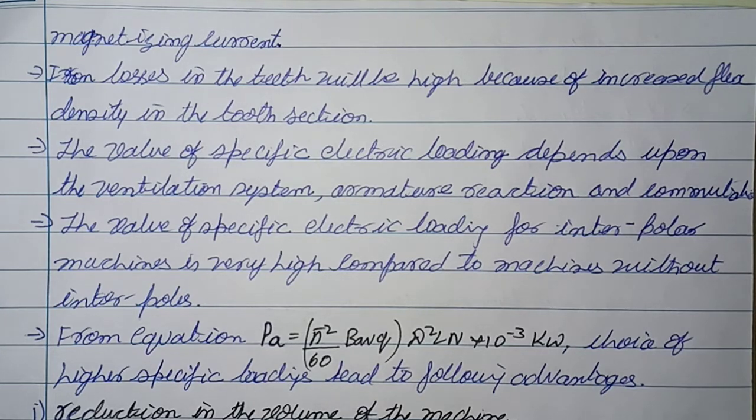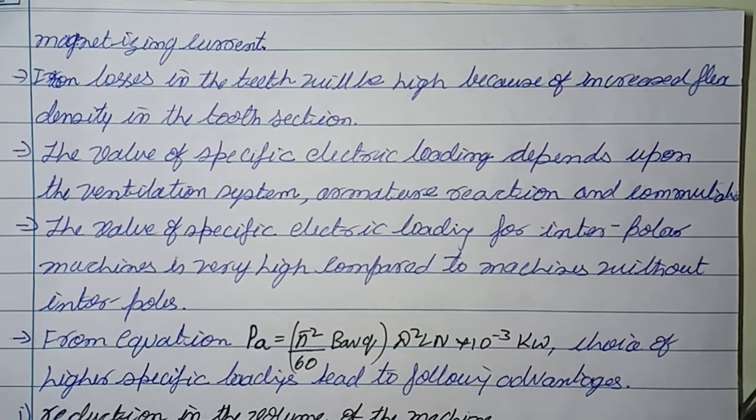Then armature reaction. We know that the higher the value of IA, the flux due to IA is also opposite to the main flux. Since that armature flux depends on IA, the higher the IA, the higher the flux, which will lead to higher opposition to the main flux. And then commutation, which is converting that AC to DC. So that also will become a problem.